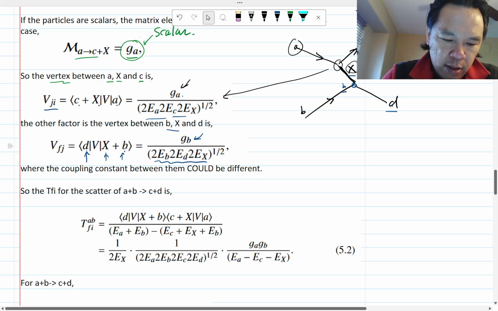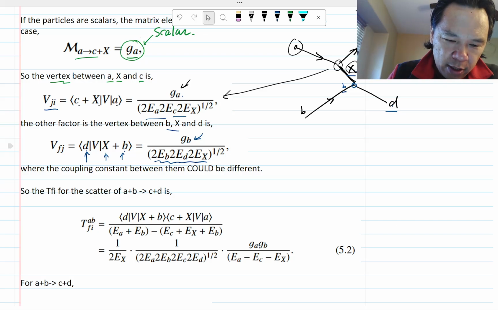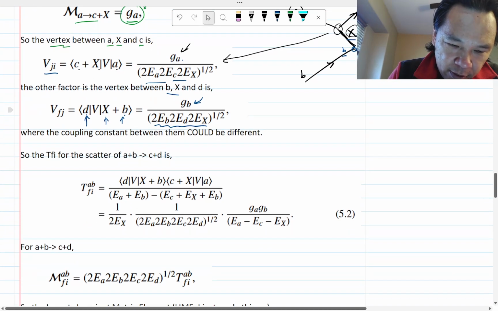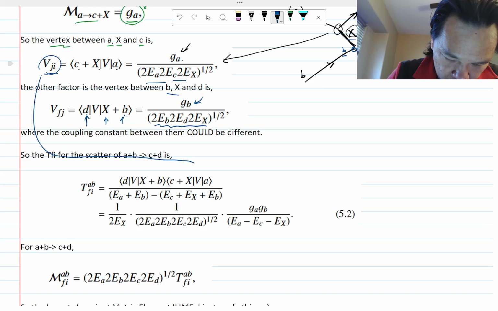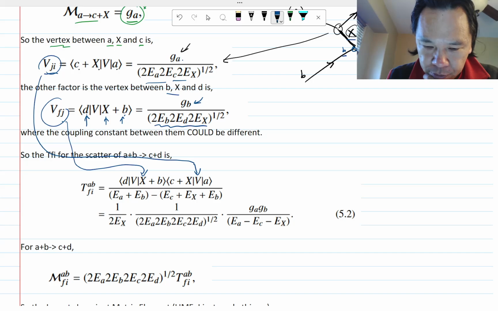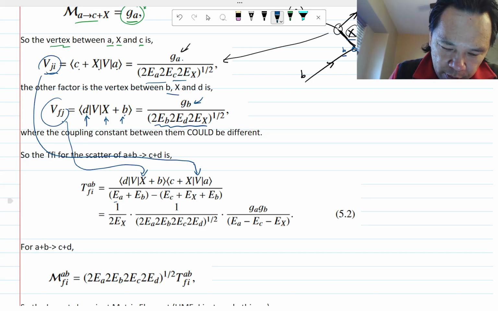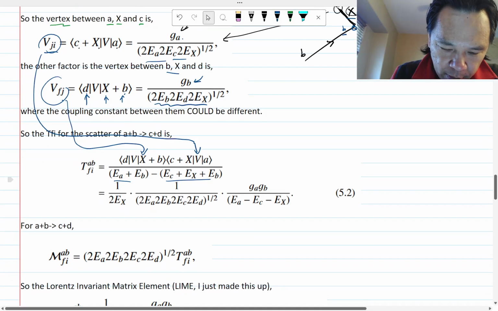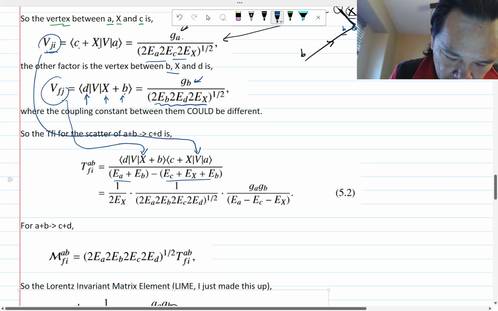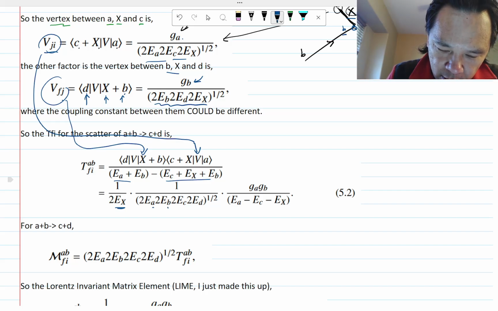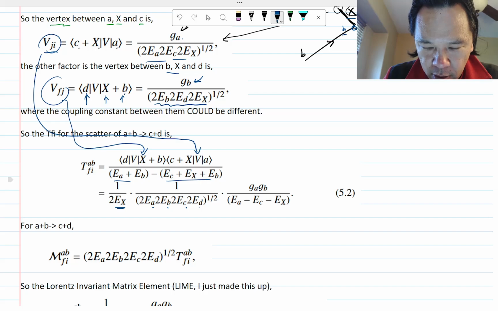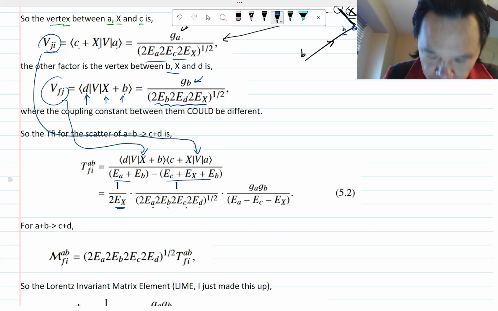particles involved. So putting all this together, we have this piece, VJI, which is this part here. We have this piece, VFJ, which is this piece here. There's still this energy stuff that all happens to be on the bottom, but if you put them all together, you're going to get 1 over 2 times the energy of the intermediate particle, all four incoming and outgoing momentums. Square root it.